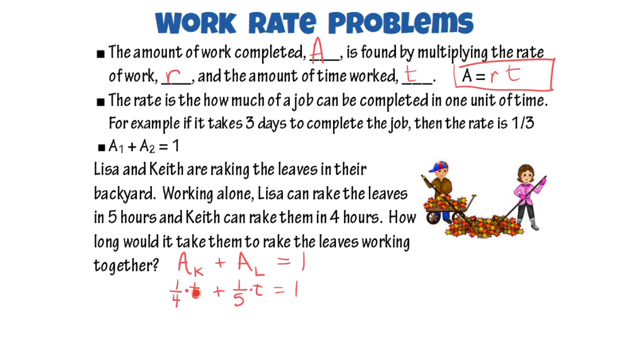So this 1/4 of T is really the same as T over 4 plus T over 5 equals 1. Now we're going to get a common denominator of 20. So take this one times 5, this one times 4.